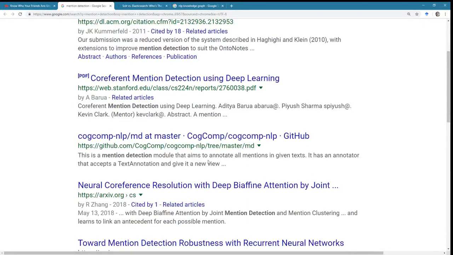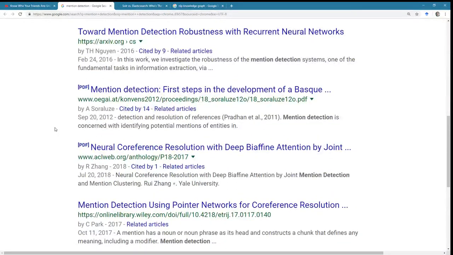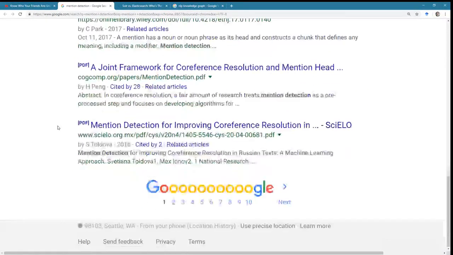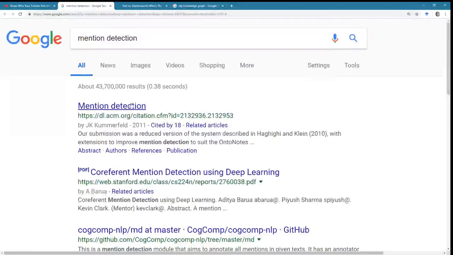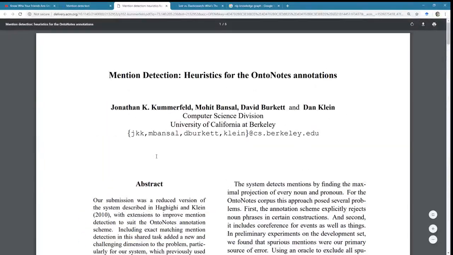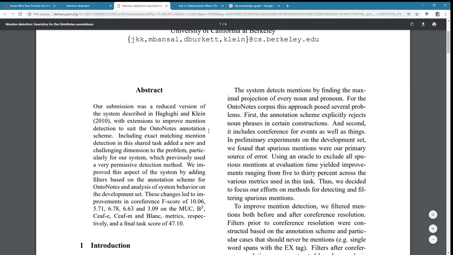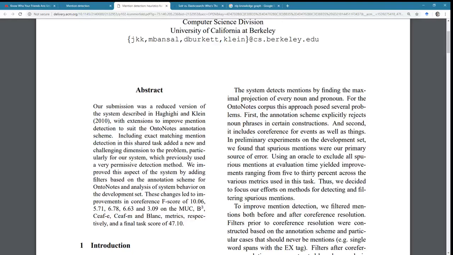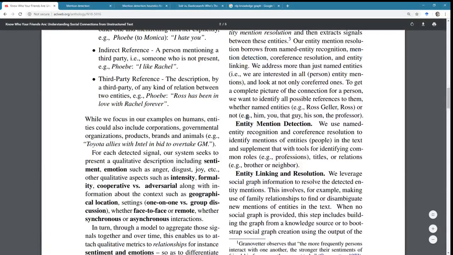ACM paper, is there somebody's syllabus? No? Alright, let's see if I can have access to this ACM paper. I can, hopefully. Reduced version, improved mention detections to search the OntoNotes annotation system. I don't know why this is the first result. It is not the canonical citation, apparently. All right, well, I'm guessing it's detecting mentions, and hopefully they'll talk about it more.